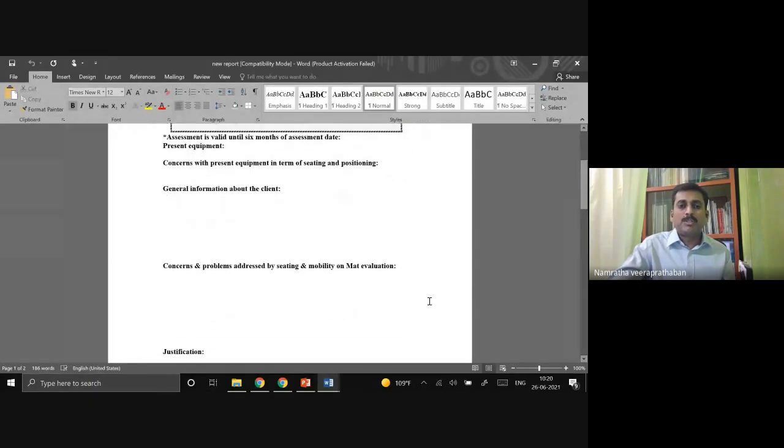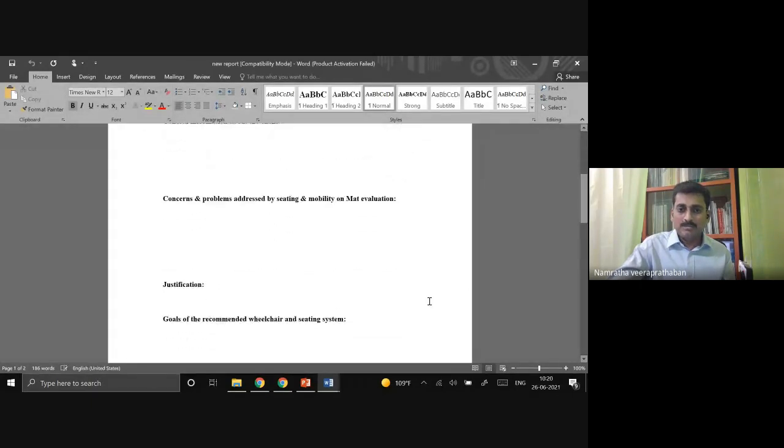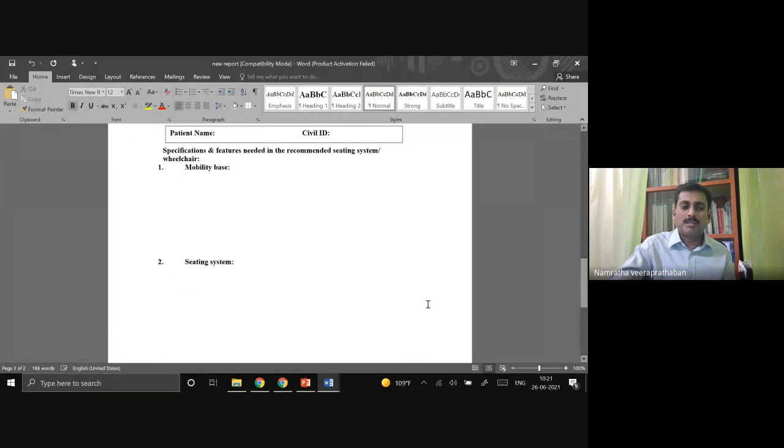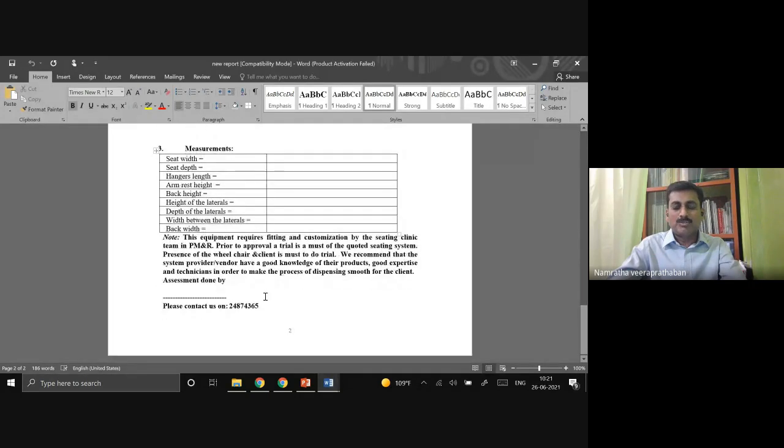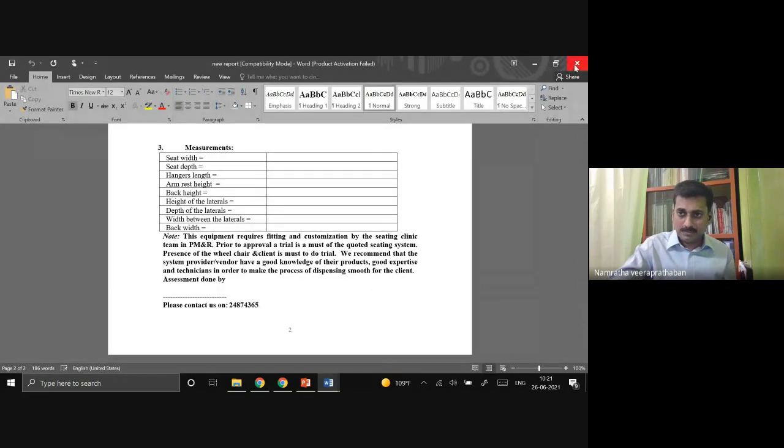So the first page is going to be all about the patient information. The second page is going to be the recommendation. If you look here, in the recommendation, we have mobility base. For the particular patient, you type the type of wheelchair and then the mobility base requirements, the seating system, what you want, and then finally the measurements. You sign and you send it to the companies.